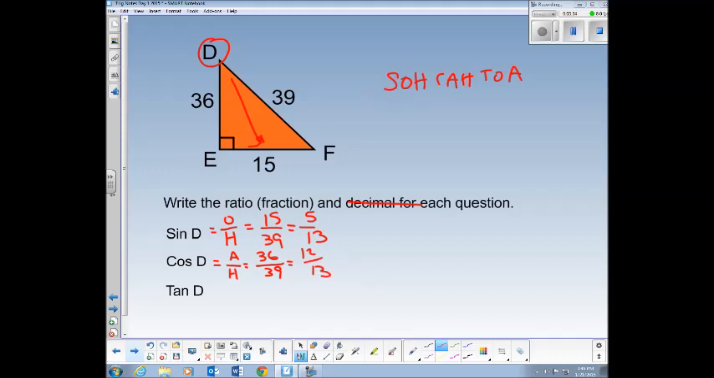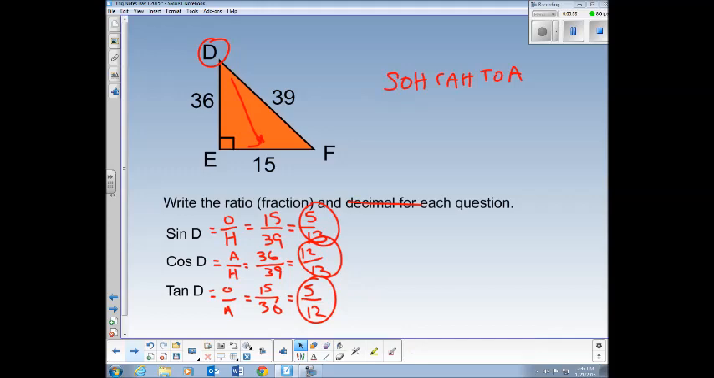And finally, I have the tangent of d, which is equal to the opposite over the adjacent. The opposite of angle d is 15. The adjacent is 36. And I'll reduce this to be 5 over 12. And these are the ratios for those trig functions there.